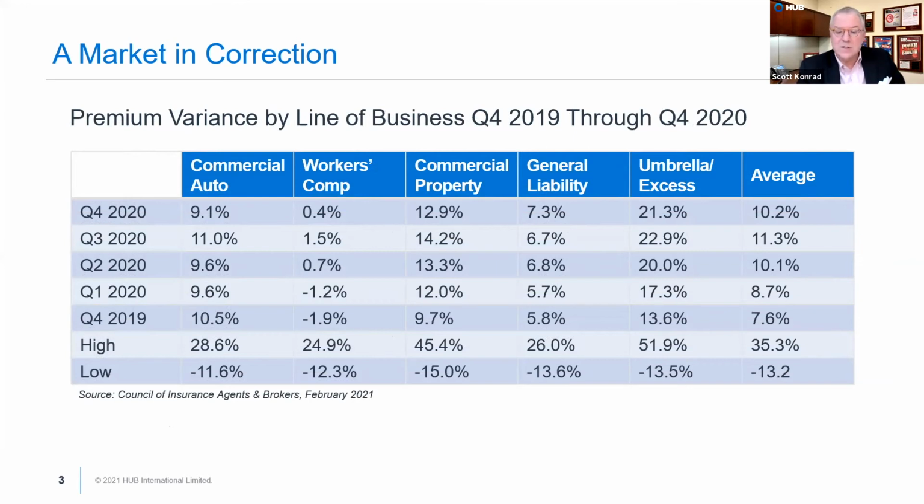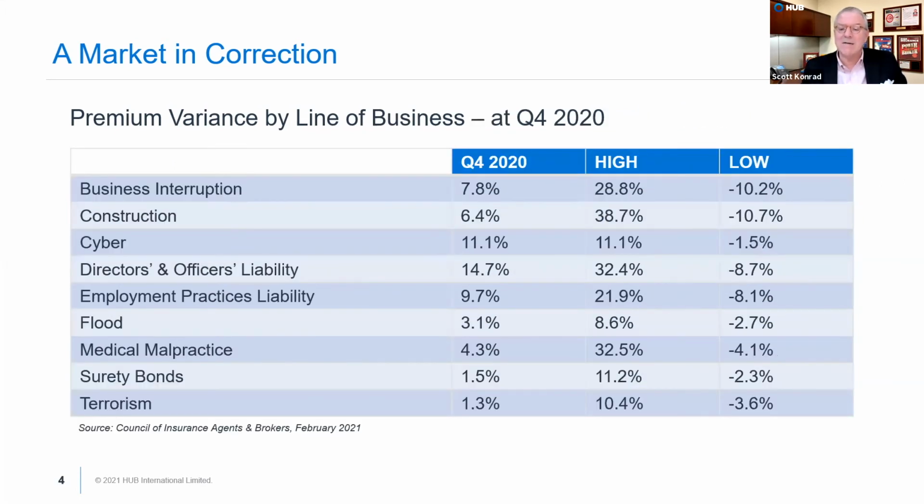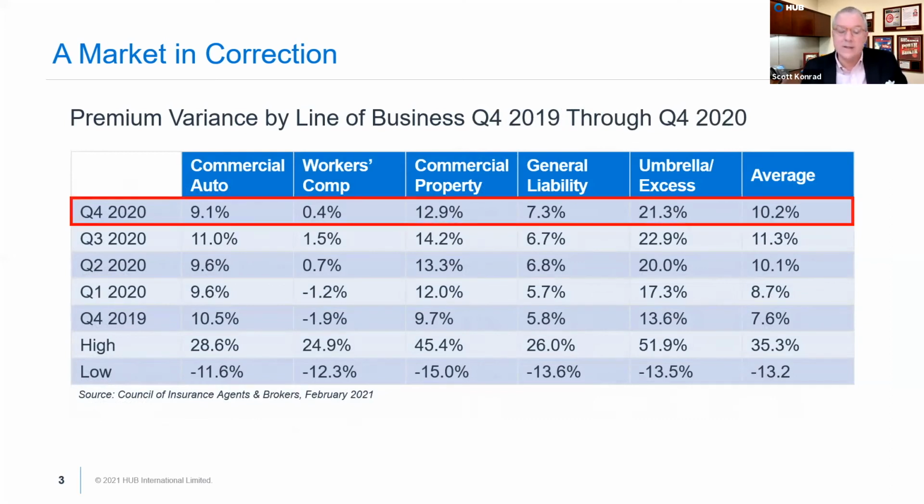The umbrella is killing people. That's 21.3%, as an average increase. Sorry, I got ahead of myself. 21.3% as the average increase. And Scott, is that umbrella because there's just so much that can kind of float under it, and they'd rather just look at individual specific risks?